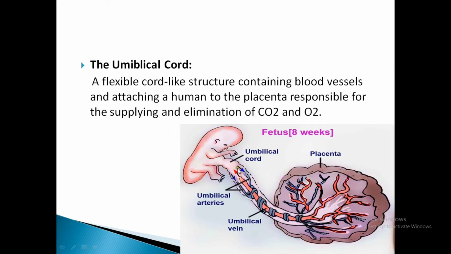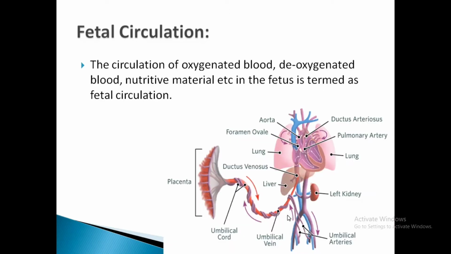Then we have discussed the umbilical cord. Umbilical cord is the connection between the fetus and the placenta, and it is this umbilical cord which contains the blood vessels, which we'll discuss later. Since it's a connection between the fetus and the placenta, it is responsible for the supplying and elimination of carbon dioxide and oxygen. So these are the three terms which we have discussed up till now: what is fetus, then placenta, and finally the umbilical cord.